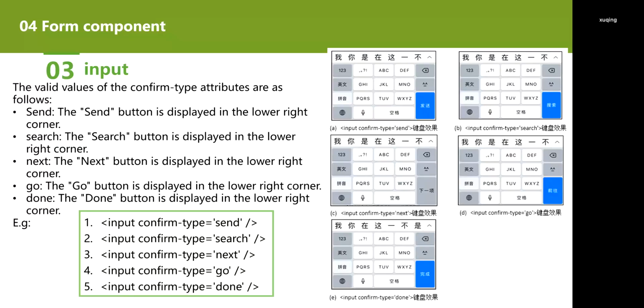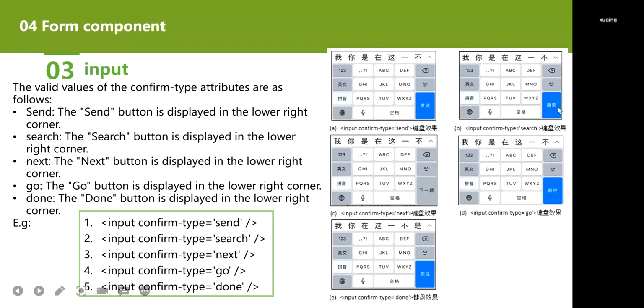We say that the valid values of the confirm type attribute are send, search, next, go, and done. Send means that the send button is displayed in the lower right corner. You see the difference here: if we set the confirm type to send, we have the send button.